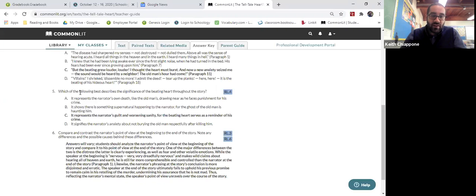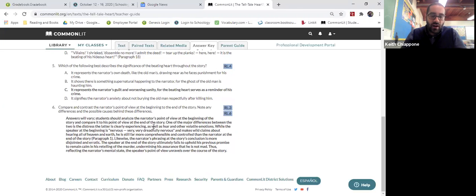C, it represents the narrator's guilt and worsening sanity, for the beating heart serves as a reminder of his crime. This would be the correct answer. And then D, it signifies the narrator's anxiety about not burying the old man respectfully after killing him. This is never brought up. So of the four answers, C is the only one that is representative of our discussions. It's representative of what actually happens in the story. A, B, and D, there is no evidence at all for ever occurring in the story.